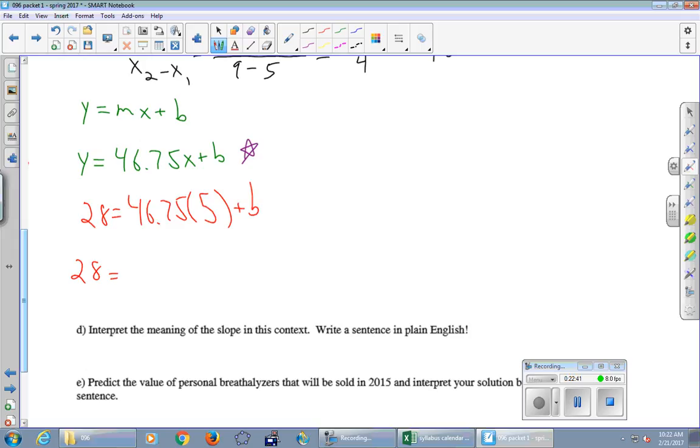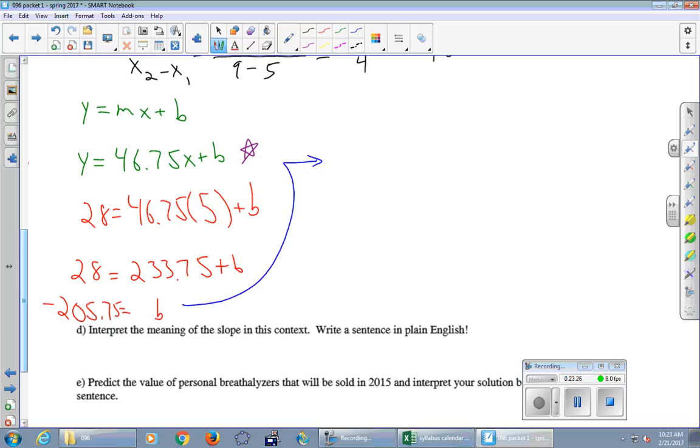Okay, 28 equals. All right, somebody with a calculator help us out here. Okay, 233.75. And then to solve for B, what are we doing to both sides? Subtract that 233.75. What do we get there? Negative 205.75. Okay, so that one's B.